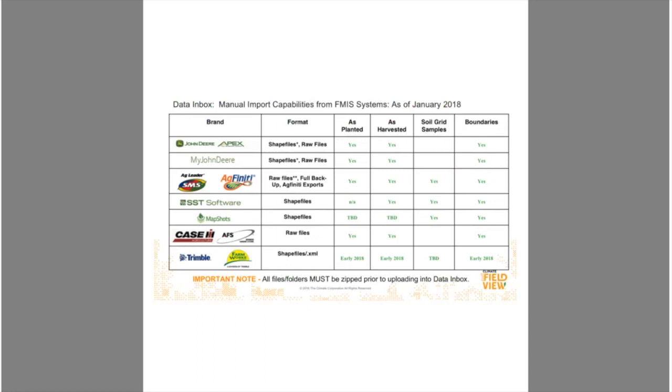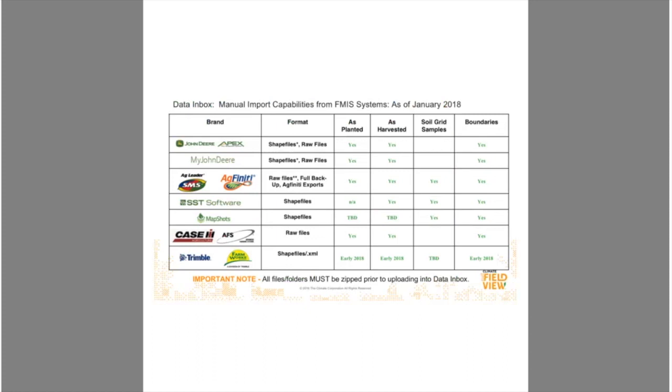Now, from an FMIS system perspective, you know, which of these farm management information systems can we move data out of? Well, this again lists what we can do. We can move data out of Apex, My John Deere, SMS and Agfinity, SST, MapShots, the Case system, FarmWorks, and Trimble are coming. So if you have data in those sorts of systems, again, this table tells us whether you will be able to move it out. These are kind of the most common farm management information systems in the market here in North America, at least. And so if you have data in one of those, moving it out of that system into Climate, again, is going to be quite easy.